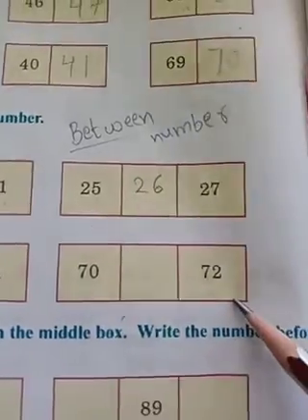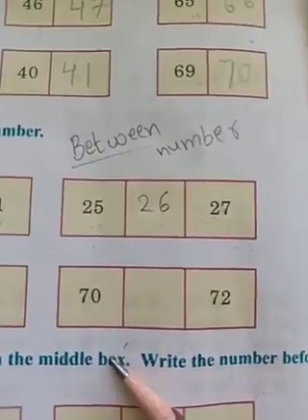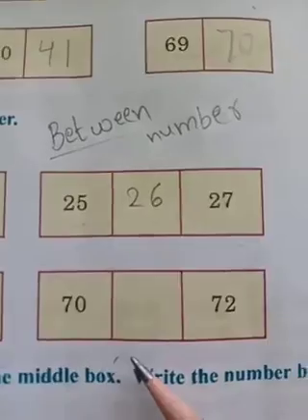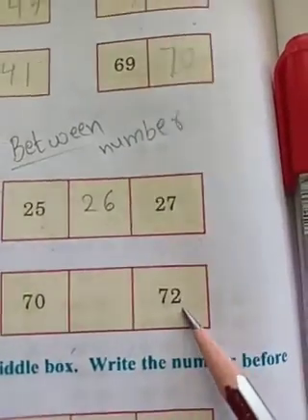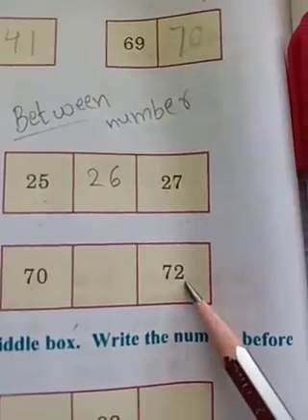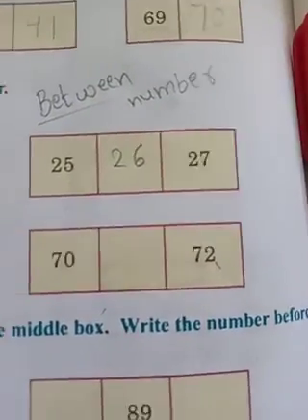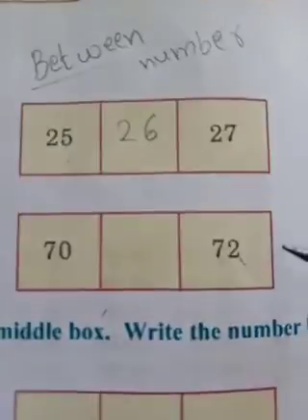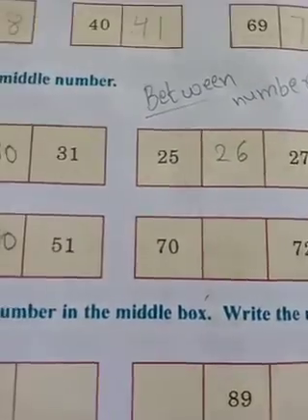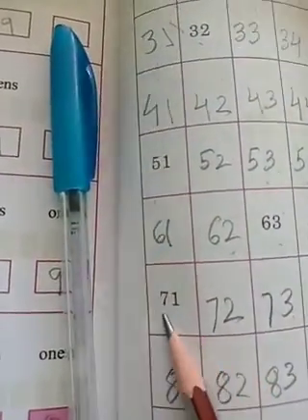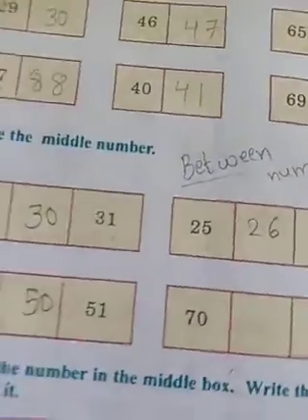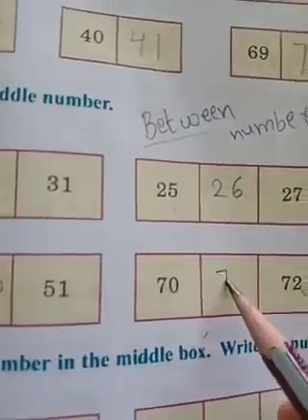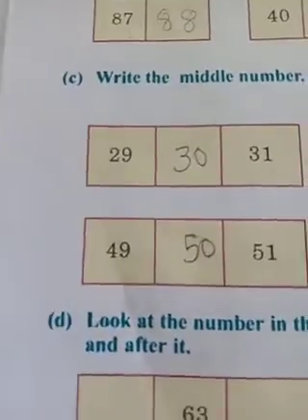Next here 70, 72. 70 spelling children. SEVENTY 70. Here 72 only. SEVENTY 70, TWO 2, 72. 70 and 72 middle number is what children? 71. So always don't look like that. So you learn these numbers and write, okay.